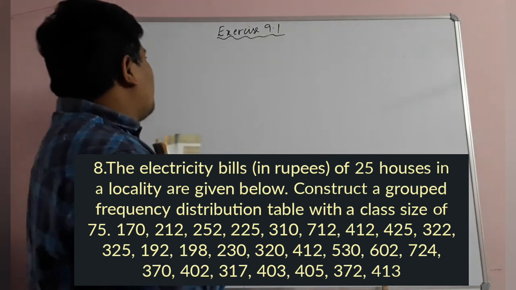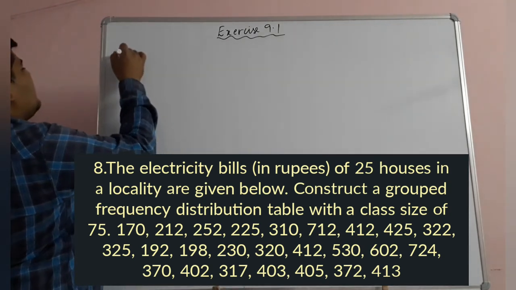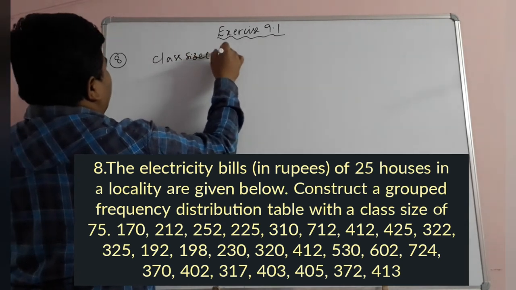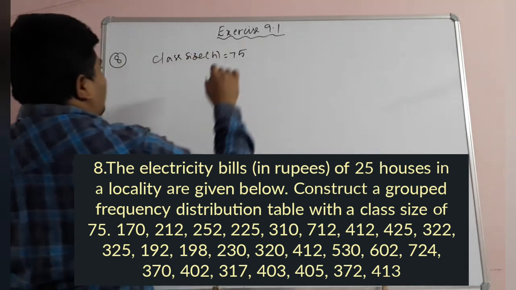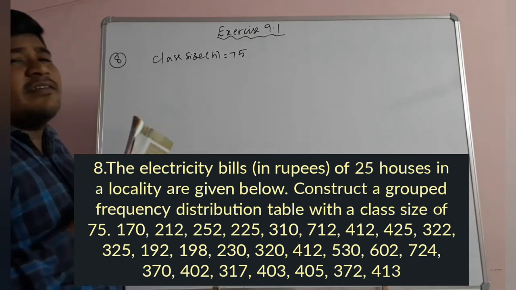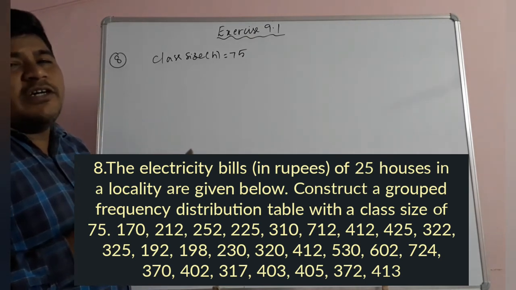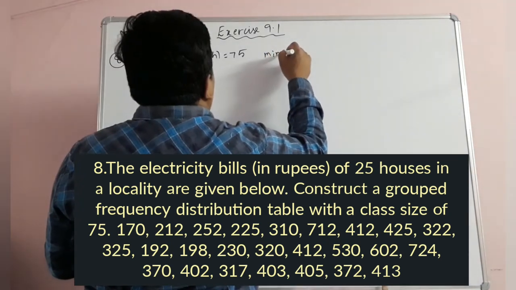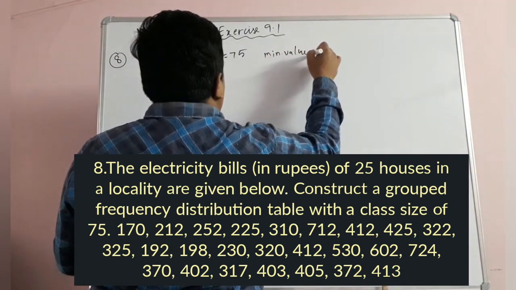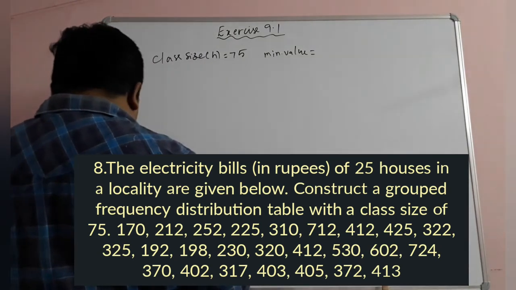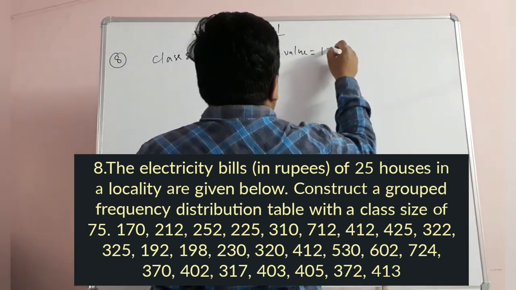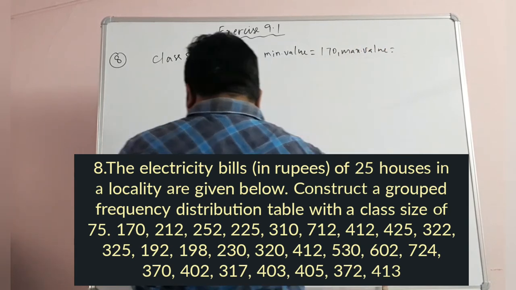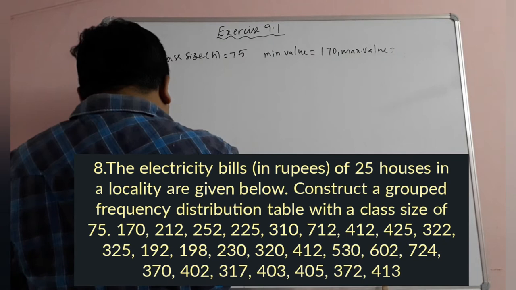Okay. So children, question number 8, and here in the question they clearly mentioned the class size must be 75. That's okay. Now children, to write the class intervals we have to observe the minimum and maximum observation from this data. So from this data, children, what is the minimum value? 170 is there. It's the minimum, and the maximum value is above 700, children. 724 is there.